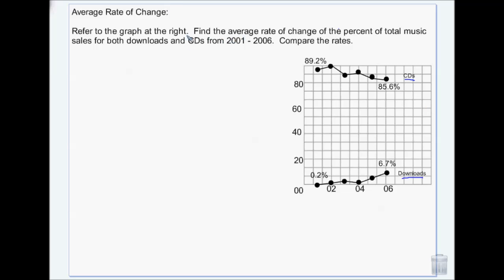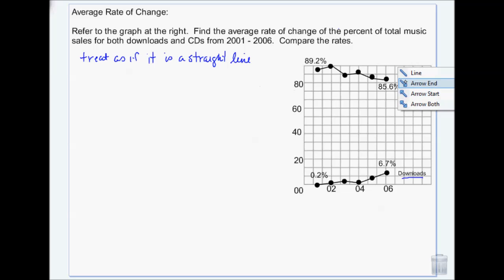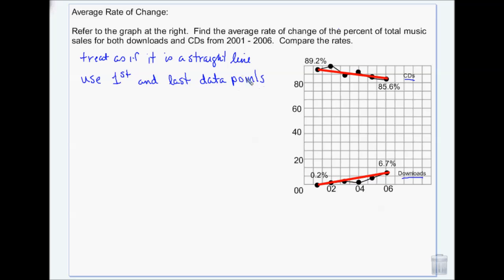Okay, so when you have an inconsistent rate of change, you want to treat your graph, or your data, as if it was a straight line. So I'm going to treat it like this. And if you're here, I'm going to treat it like that. To make the data a straight line, we're going to use the first and last point. This will give us our average rate of change over all of that time.